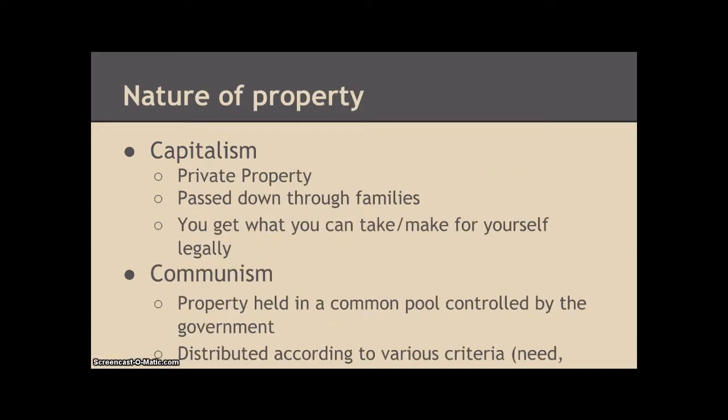Property in these systems is very different. In capitalism, there is private property, as in you own it, you have it, you're the only one who can legally make use of it unless you say otherwise. But it's passed down through families. It follows down your family tree. You can leave an inheritance to your children or whoever you determine. And you get what you can take or make for yourself legally.